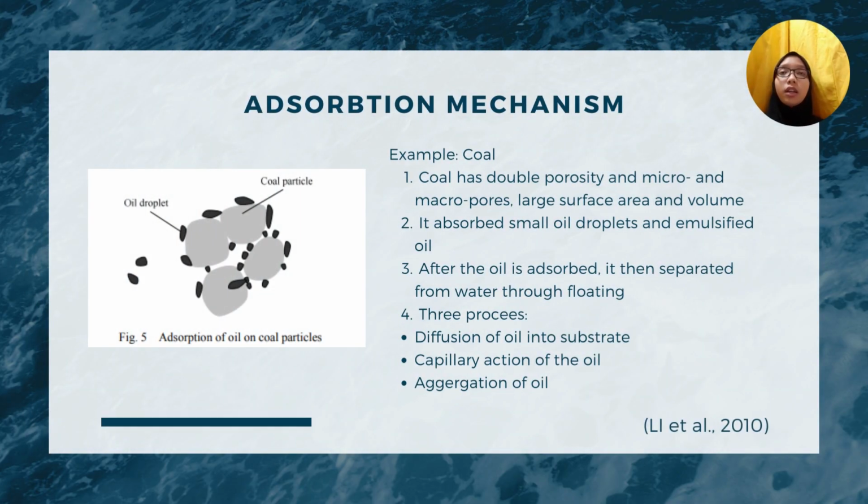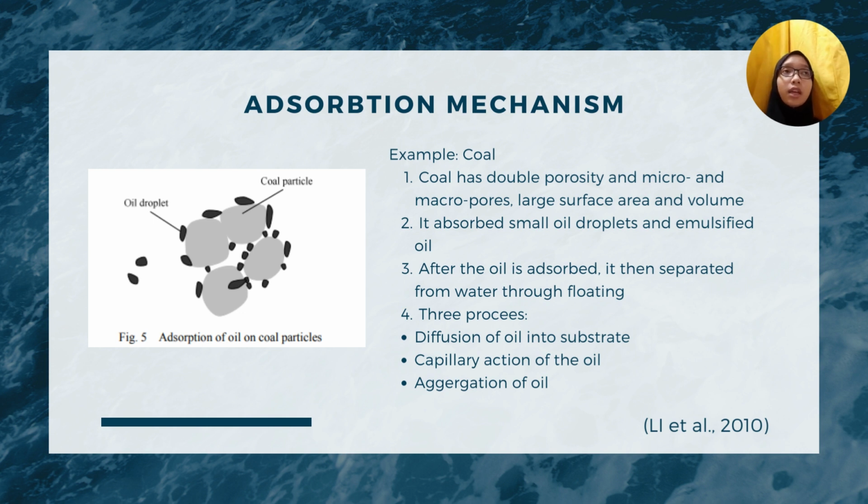Okay, so next is the adsorption mechanism. In one study, it gave an example of coal as the adsorbent. Coal has double porosity, micro and macro pores, large surface and volume. So it can adsorb small oil droplets and emulsified oil. And after the oil is adsorbed, it will float. Thus, it will separate the oil from the water.